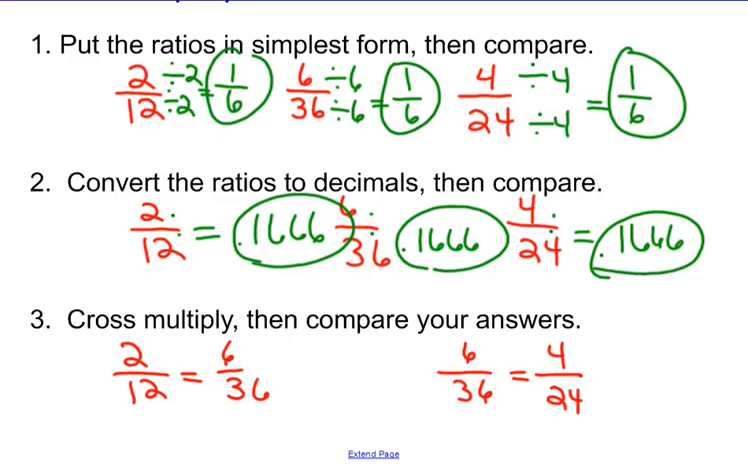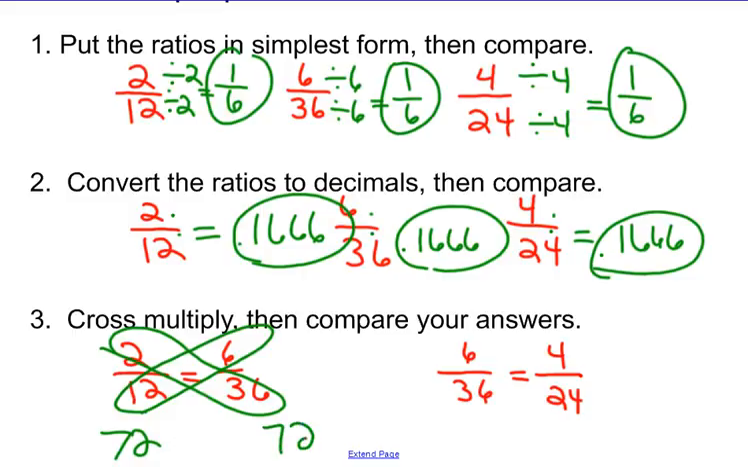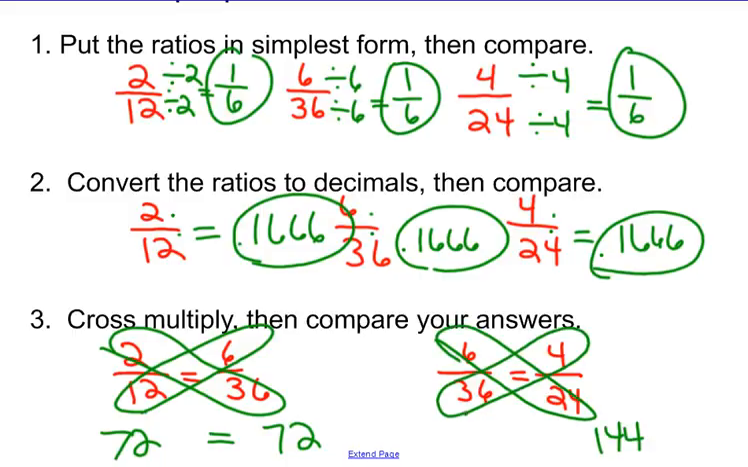Finally, we can also use cross-multiplying to see if our ratios are proportional. When we do that, we just cross-multiply. 12 times 6 is 72. 2 times 36 is 72. So those two are proportional. If we do 6 times 24, we get 144. If we do 36 times 4, we get 144. So we can see that these sets of ratios are also proportional. So you choose the method that works best for you.